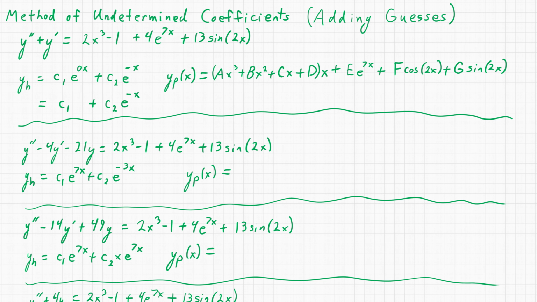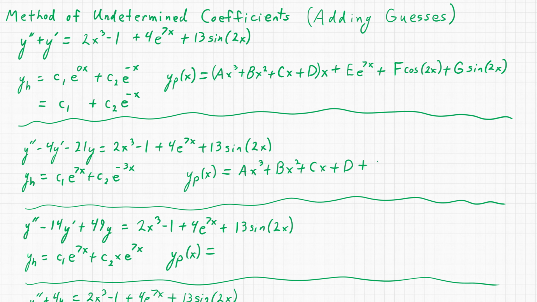All right, so moving on. Next up, we've got this one here. We have y double prime minus 4y prime minus 21y equals the same thing, 2x cubed minus 1 plus 4 e to the 7x plus 13 sine 2x. So again, we're going to write down our same guess, but we know there's going to be a problem at the e to the 7x. First, though, we'll write down the polynomial guess. That's ax cubed plus b x squared plus cx plus d. No problems there. We don't have any of that in the homogeneous solution. It's e to the 7x, e to the negative 3x.